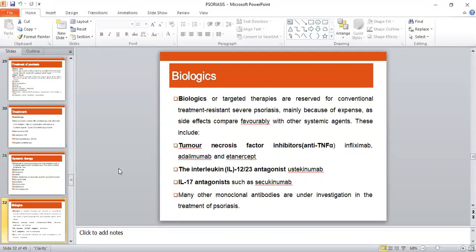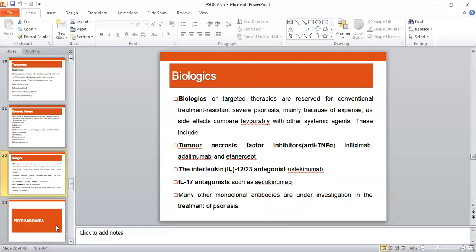The biologicals are there, but these are very expensive drugs which we can't afford, though a few people are affording them, so they use them. Tumor necrosis factor inhibitors, anti-TNF-alpha: infliximab, adalimumab, and etanercept. The interleukin 12 or 23 antagonist is ustekinumab, and then the IL-17 antagonist is secukinumab. So these are all the treatments of psoriasis.